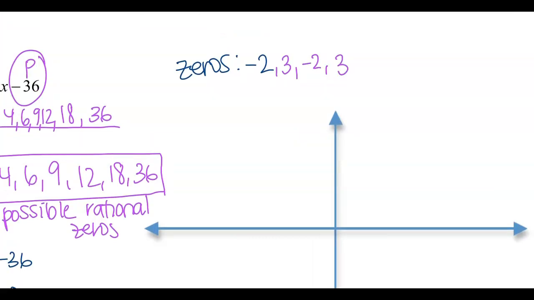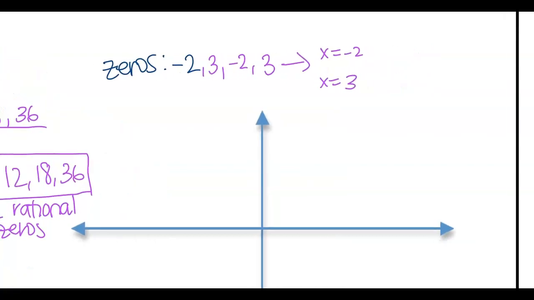So up here at the top, I'm going to add in negative 2 again, positive 3, and I'm going to make a note that these are going to be multiplicities of 2 because I have 2 of the exact same x-intercepts. So over here to the side, I'm going to put x equals negative 2 and x equals 3. For both of those x-intercepts, I'm going to make a note they're going to have a multiplicity of 2.